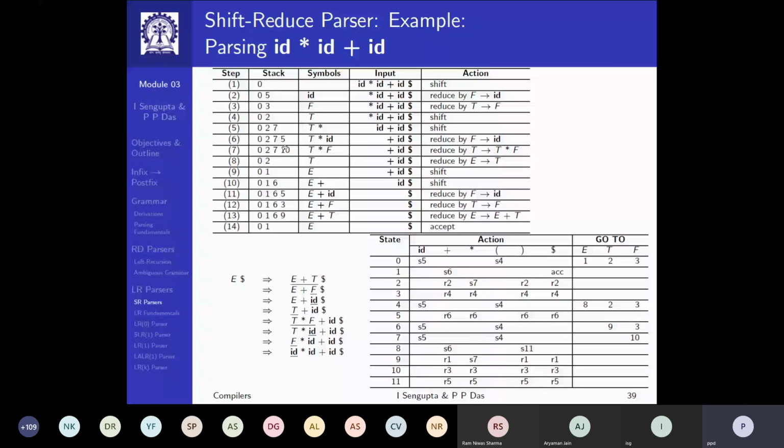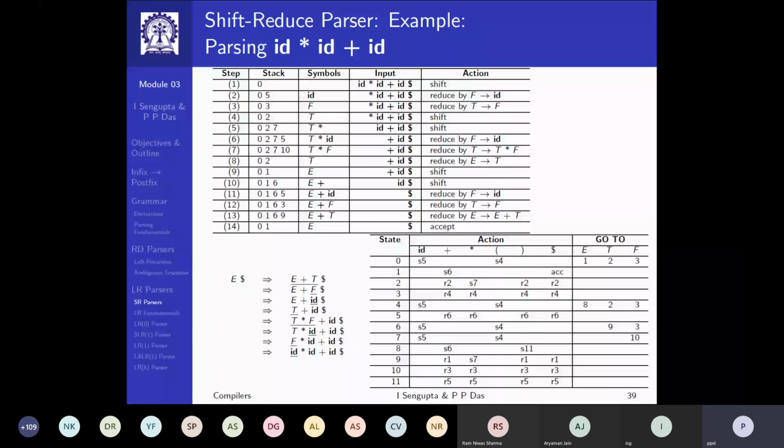Now we have state 5, input is plus. It is reduction by 6, which is F producing ID. So this is the reduction that is going to happen. ID here, F producing ID, so the right hand side will be removed. ID is removed, replaced by F.